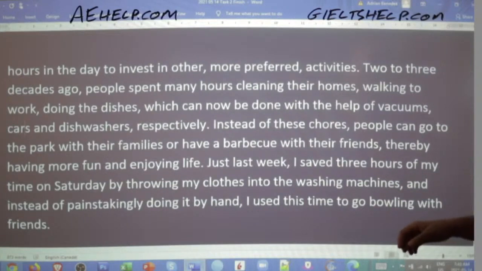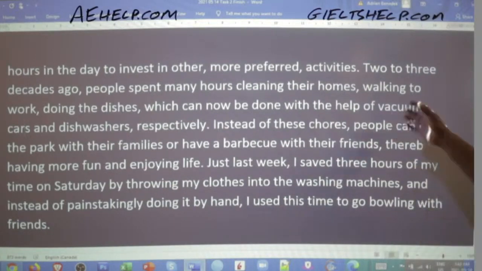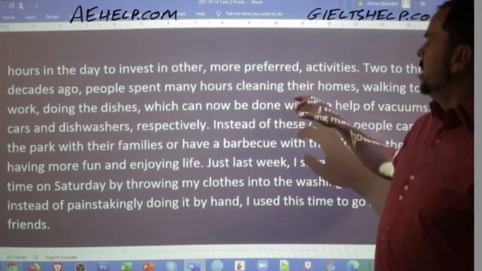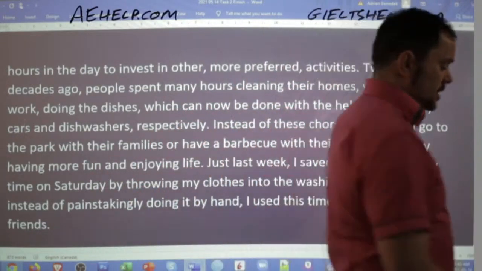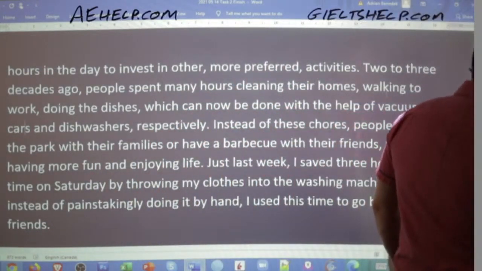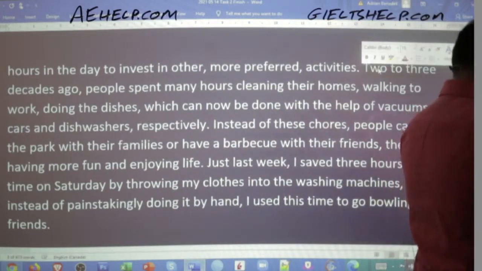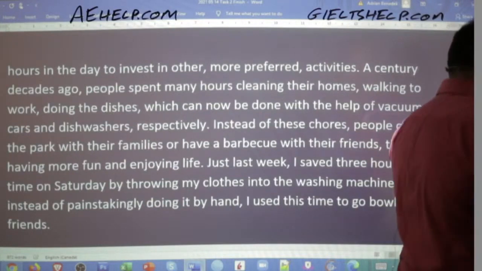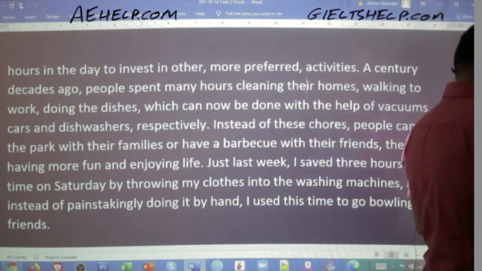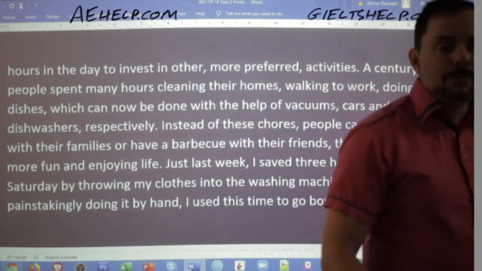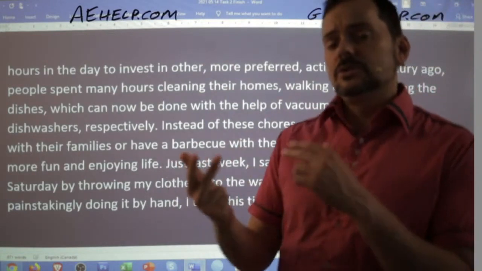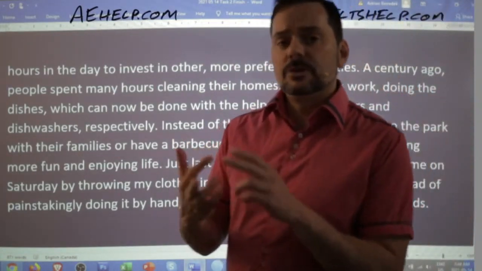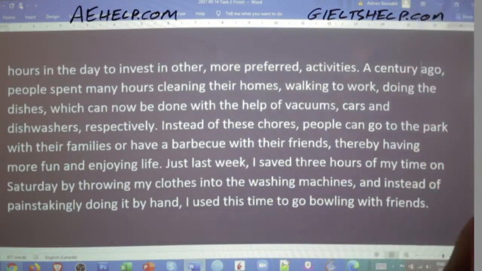and dishwashers. Now, there is a little bit of weirdness going on here because I say 2 to 3 decades ago. And I think that's not true because 2 to 3 decades ago, people already had vacuum cleaners and cars. So you want to be careful about information mistakes as well. So to fix this, I would just say a century ago. Okay. So a century ago, people spent many hours. That's a little bit more accurate. So again, you're paying attention for spelling, grammar, but you're also paying attention for content or information mistakes. Examiners do catch that.